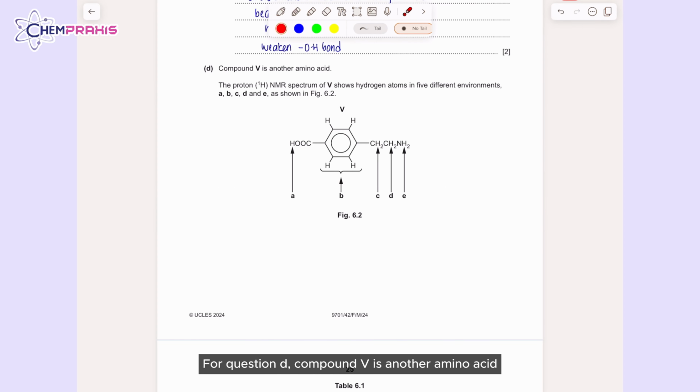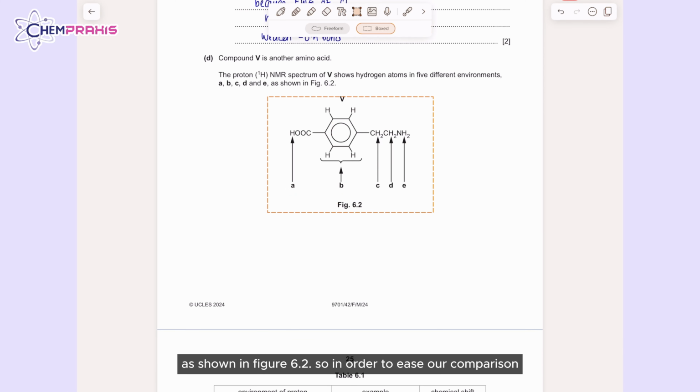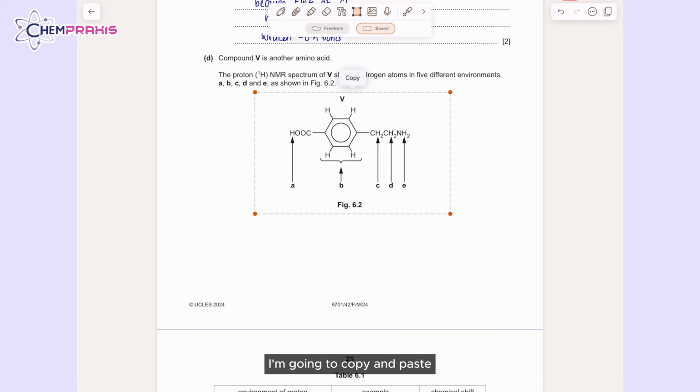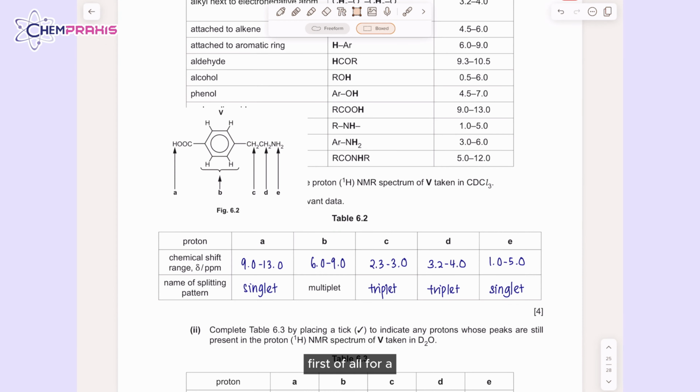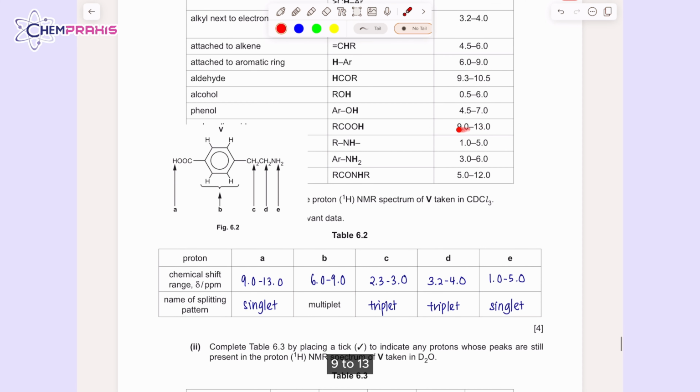For question D, compound V is another amino acid. The proton NMR spectrum of V shows hydrogen atoms in 5 different environments as shown in figure 6.2. So in order to ease our comparison, I'm going to copy and paste. So, I already did it. So for this part, first of all, for A, this is 9 to 13, and we get it from here. 9 to 13, they're representing the carboxylic acid. And because they don't have any neighboring hydrogen atom, that's why it is a singlet.